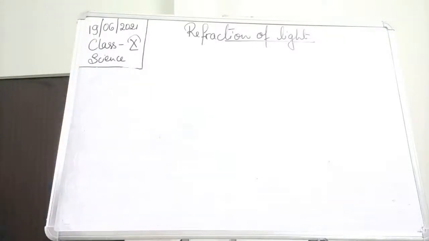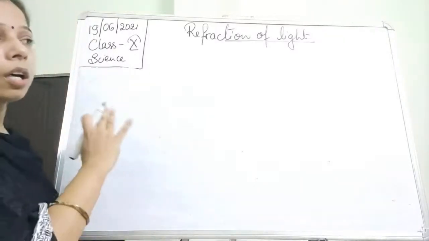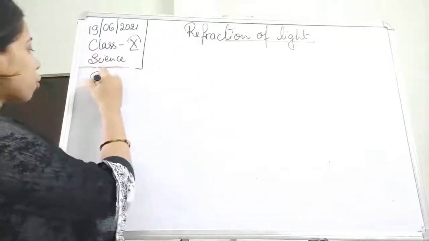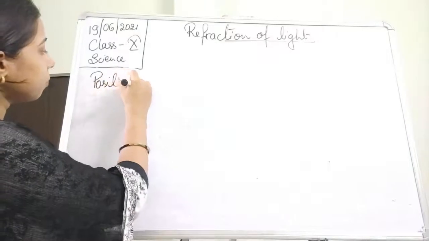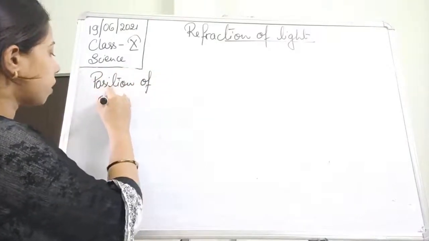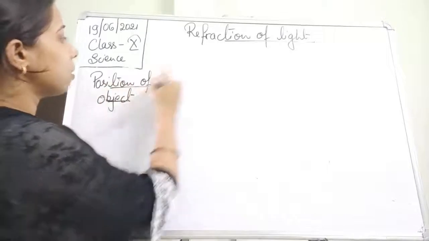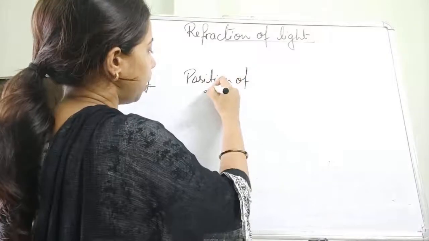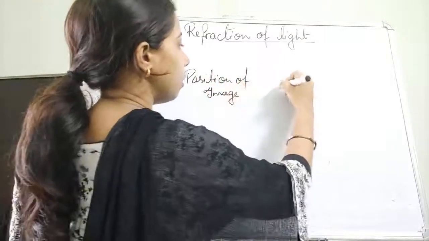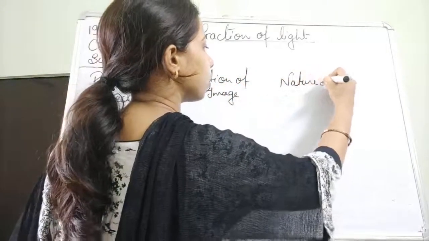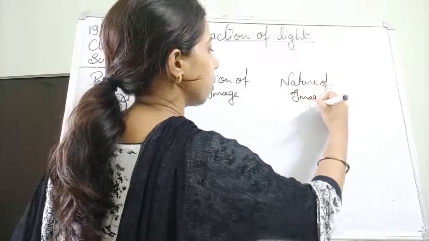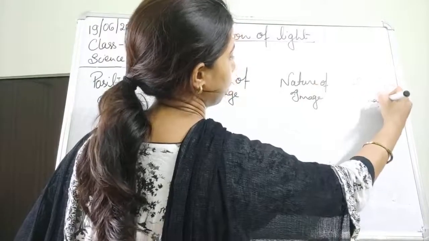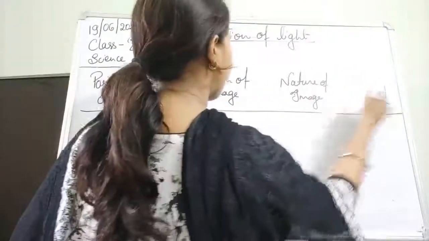Let me summarize for you the position of the object, the position of the image in case of a concave lens. So this is the position of the object, this is the position of the image, then nature of image, and finally size of image. These are the few things that we have seen yesterday.